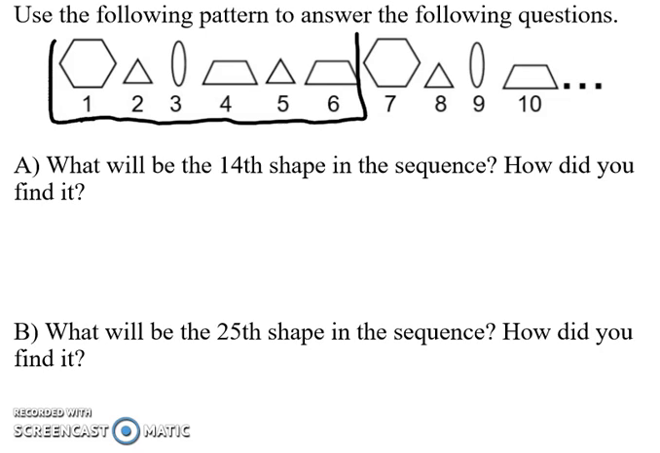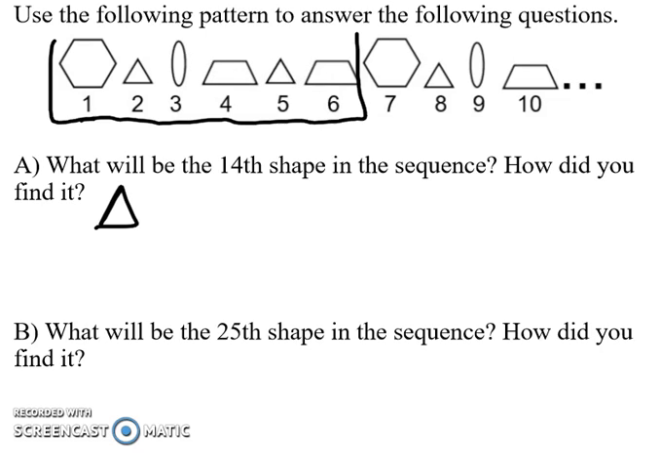Now I could continue this pattern until I got to the 14th shape. So I could say here's 1, 2, 3, 4, 5, 6, 7, 8, 9, 10, 11, 12, 13, 14. So I would say that a triangle would be my shape. And I can do that even with up to 25.